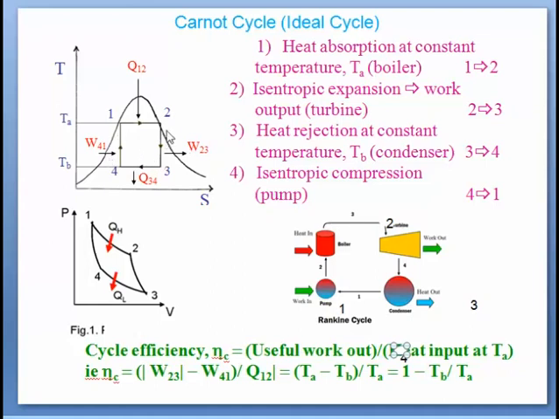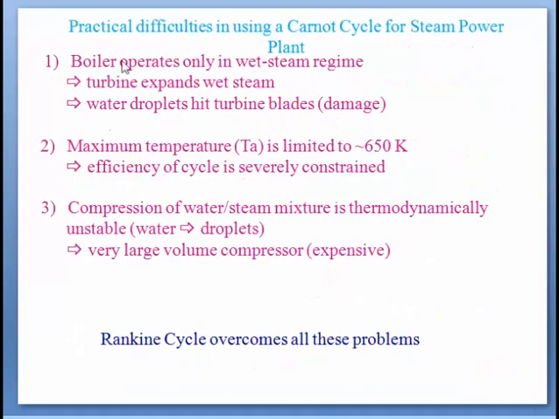And one more thing you can see here is that the work required for pumping and the work developed by the turbine are comparable. So it is not economical either. This we can see here also, what we discussed. So the boiler operates in the wet regime and the maximum temperature is limited to 650 K. So the efficiency of the cycle is severely constrained.